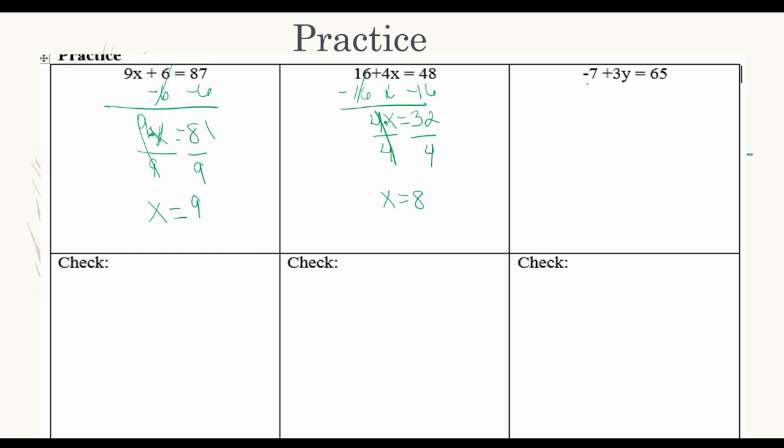Again, I want to get rid of this plain number, the number without the variable. So I want to get the variable by itself. The opposite of negative 7 is a positive 7, so I want to add 7 to both sides. Bring down that 3y equals 65 plus 7, making sure that you are using your calculator, please. That should give you 72. And now we can divide both sides by 3 because it's connected by multiplication, and we get y equaling 24.